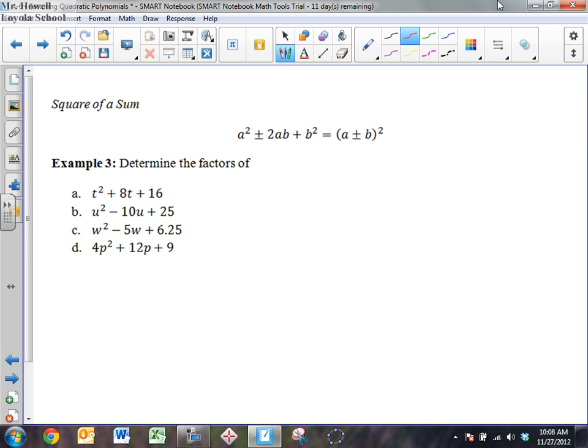What numbers multiply to give me 16 and add up to 8? 4 and 4. So this becomes x plus 4, x plus 4.